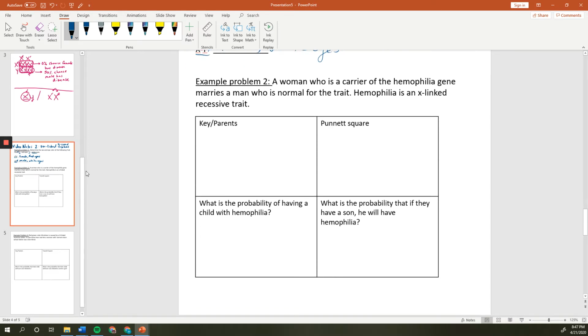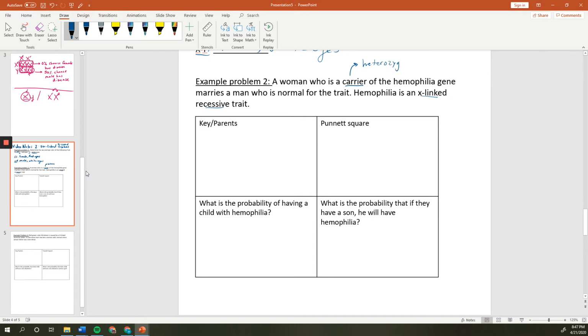So a woman who is a carrier, okay, we did not talk about carrier yet, but just keep on with me here. A woman who is a carrier of the hemophilia gene marries a man who is normal for the trait. Hemophilia is X-linked and it's recessive, okay? So let's go back to carrier. Carrier just means somebody who is heterozygous.